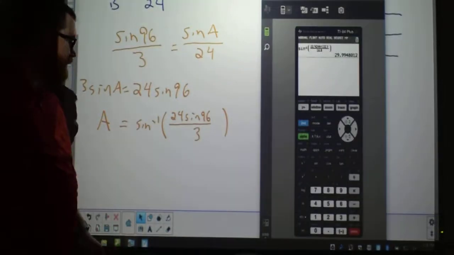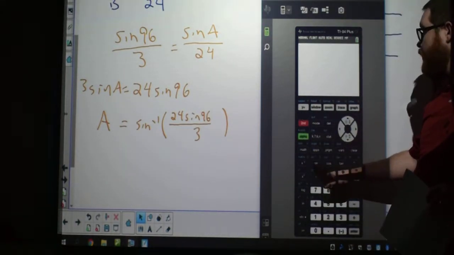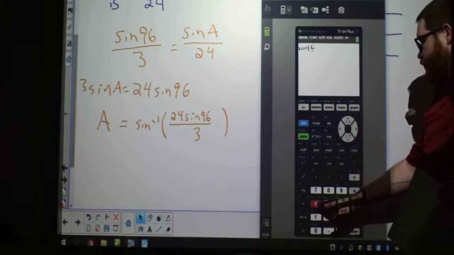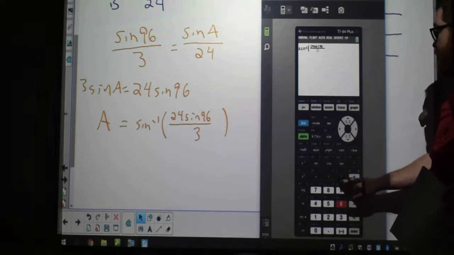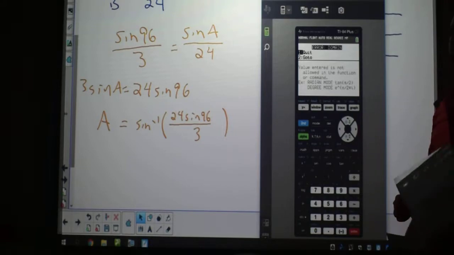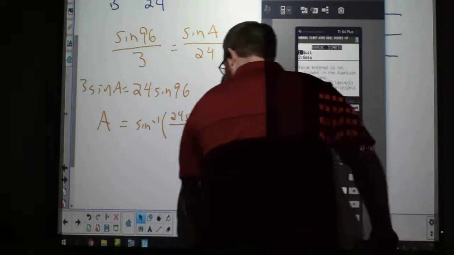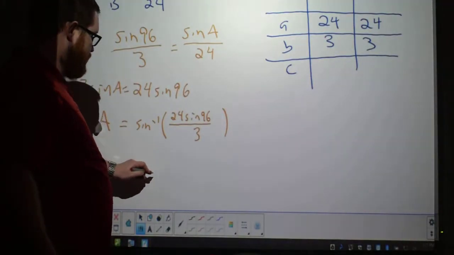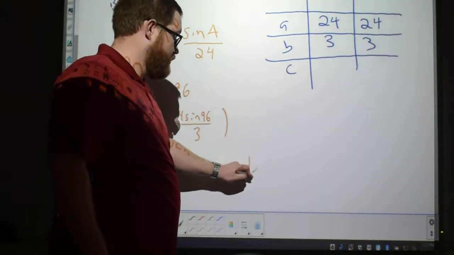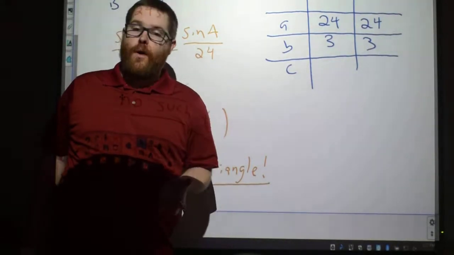Let's grab a calculator and type that in. Sine inverse of 24 sine 96 divided by 3. And it tells me there's an error. What you need to know if that happens, there is no such triangle. So if you get an error, one of two things happen. You typed it in wrong, so double check and make sure you type it in right, or no such triangle exists. Now let's talk about why.